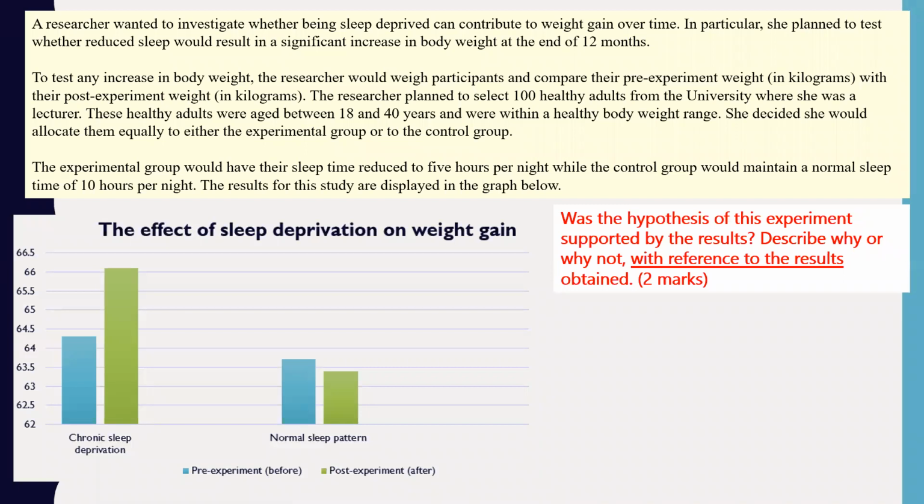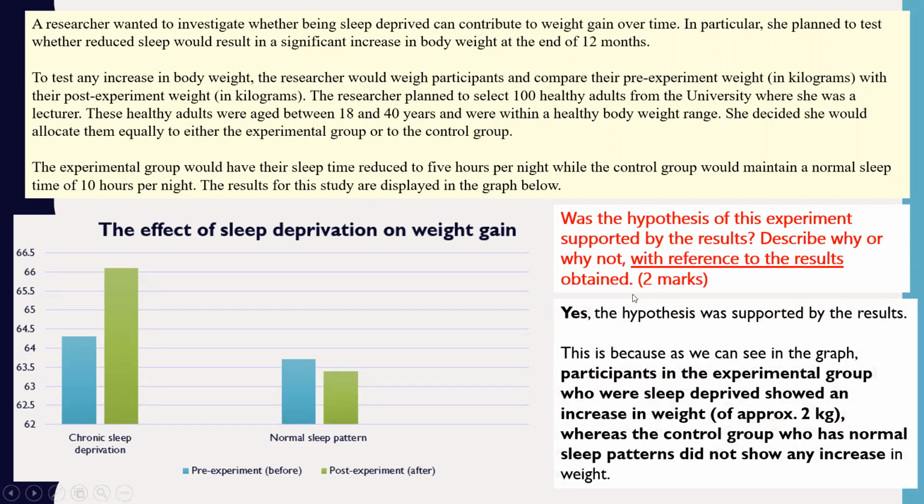Alrighty, so basically when we're looking at this question, was the hypothesis of this experiment supported by the results? First of all, you're going to say yes or no. So I think the answer was pretty obvious. The answer is yes. So you get 1 mark for saying yes, and then 1 mark for justifying that. And it says with reference to the result. So you need to link back to that graph that's on the slide.